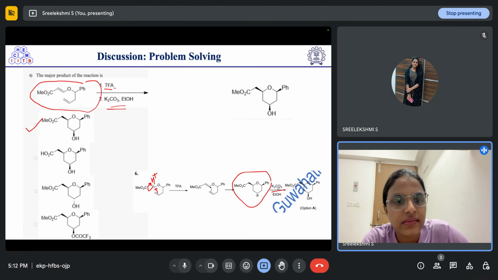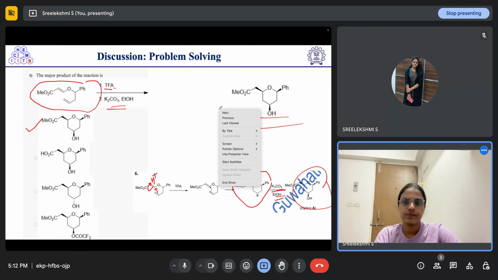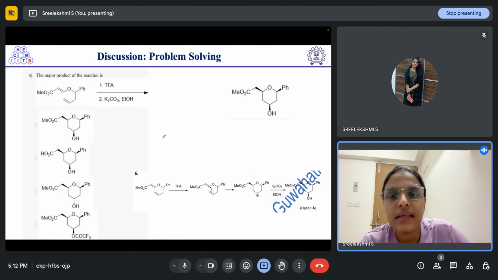which will result in the formation of this particular carbocation. Then in the presence of this K2CO3 and ethanol, this OH minus will go and attack this carbocation to form this particular compound, that is this one, option A. So this is an example for Prince reaction.